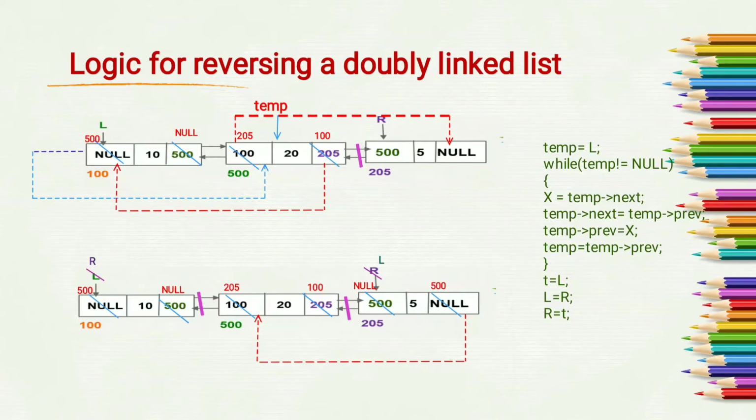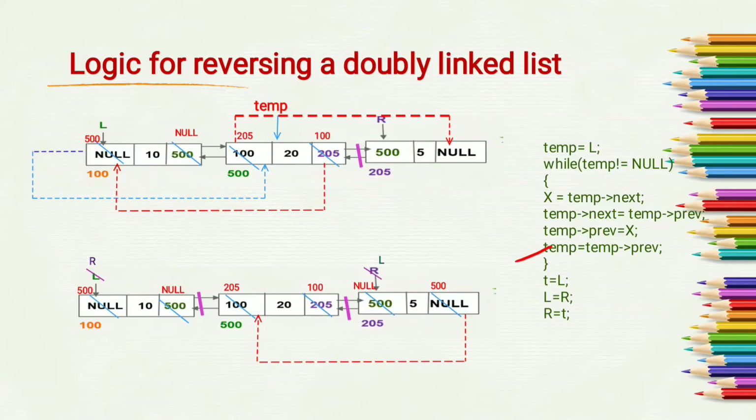Again we have to swap temp previous and temp next with each other. By this logic, values of previous and next are changed. Previous contains 205 and next pointer contains 100. Again temp will move to temp previous, that means 205, which is the address of this node. So now temp is at this node. Again we swap the value. Temp previous contains null value and temp next contains 500 value.